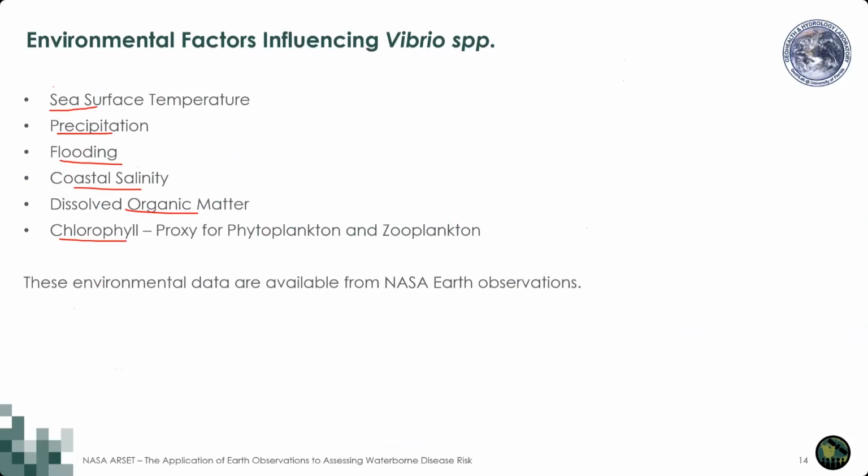For example, the sea surface temperature data sets are available from the NASA Earth observations all the way from 1948 to date. Similarly, we have very good estimates on precipitation, coastal salinity, and chlorophyll from satellites. The prediction of Vibrios is a challenging task. We have started this project using Vibrio cholerae, but we are slowly progressing to include other Vibrio species into our modeling schema.